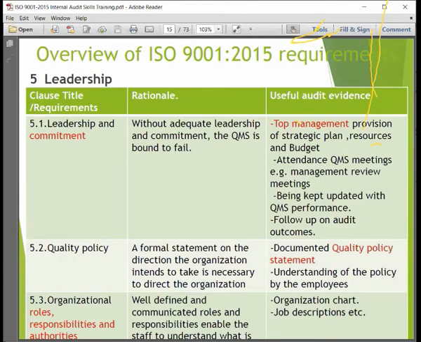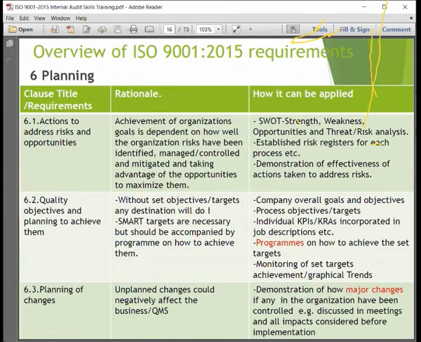So are we together? 4 and 5. We want to go to 6. I don't know whether I'm going too fast. But remember, this is just a recap of the requirements, but we want to look at it in the context of internal audits. Planning, there is a requirement to do with planning. A well-managed organization must demonstrate how well they plan for their business.